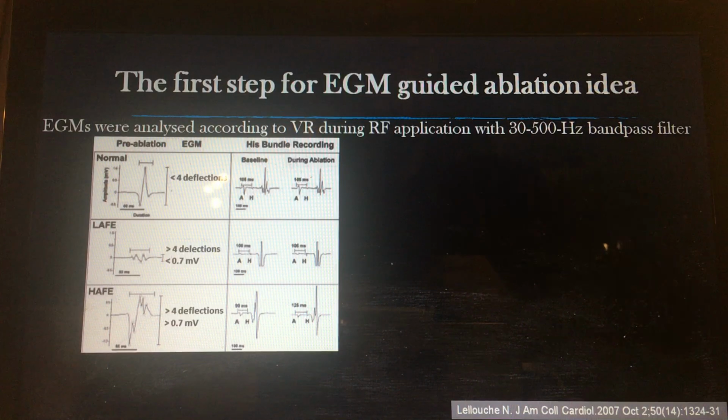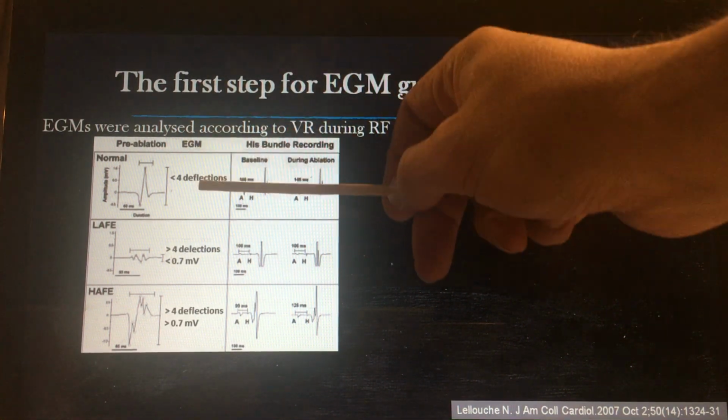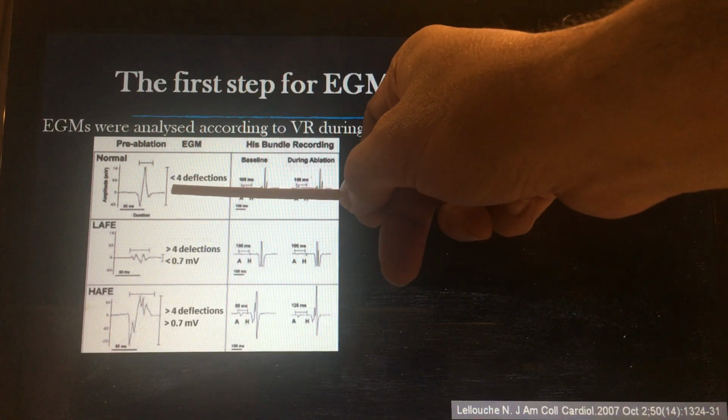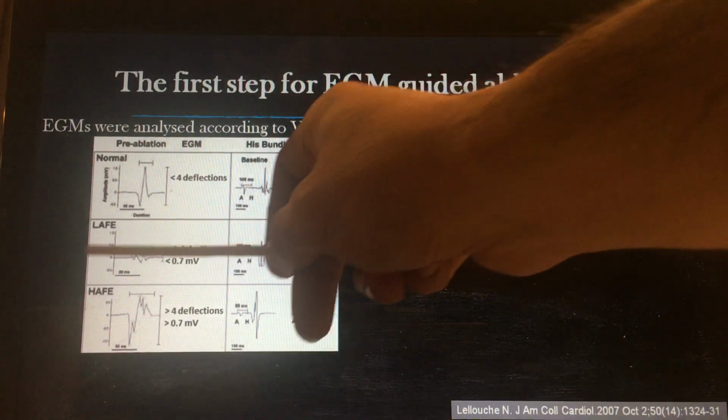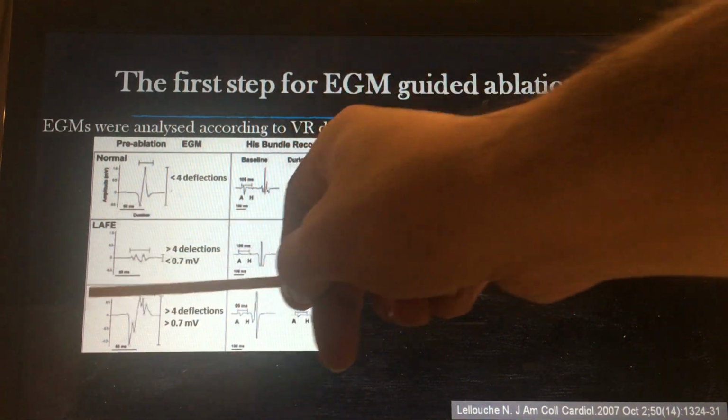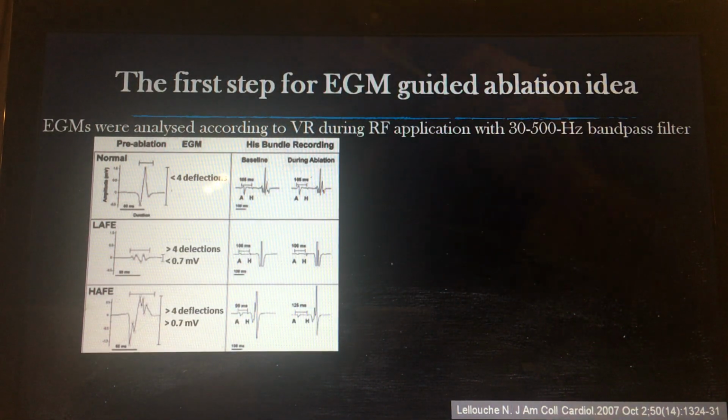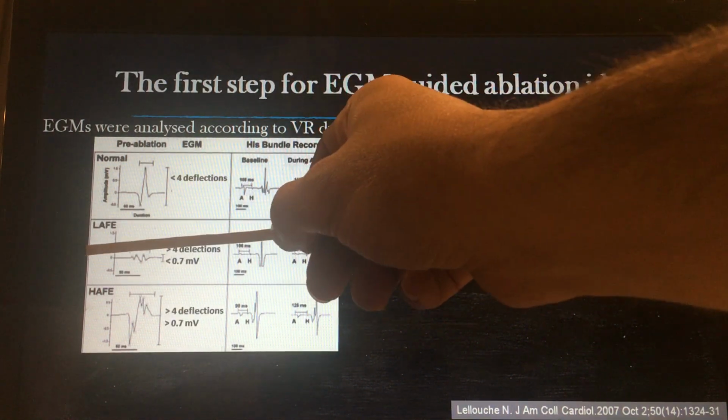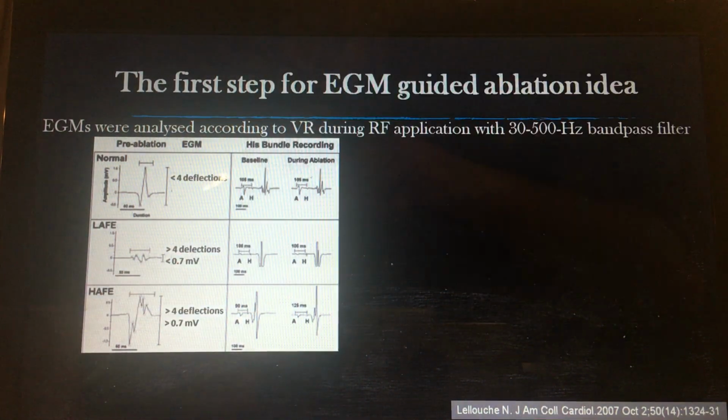In that study, by using vagal responses during RF application, Lellouche et al. defined three different electrogram properties. Normal atrial electrograms demonstrated fewer than 4 deflections, and fragmented electrograms both demonstrate more than 4 deflections. They divided these fragmented electrograms according to their amplitude as low amplitude fragmented electrograms and high amplitude fragmented electrograms.